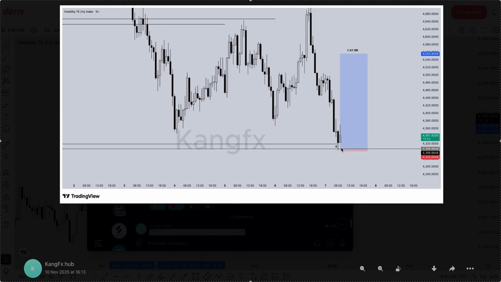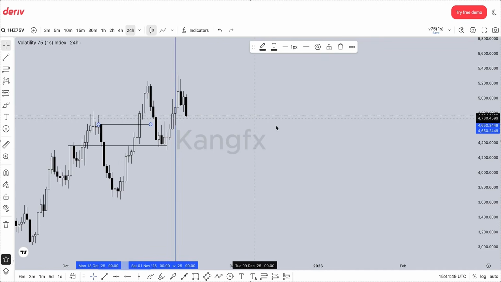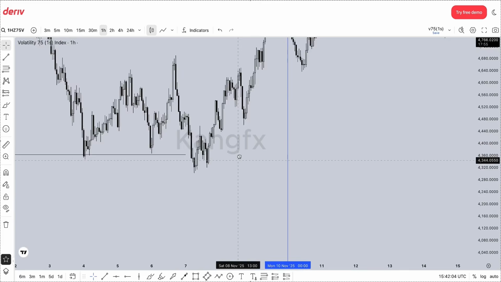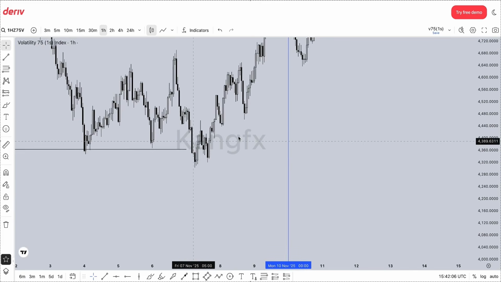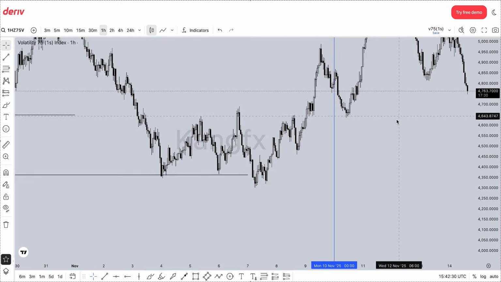I even allowed the trade to run from here to this high. To this high here, it would have been 1:80, but it was halfway. So that was why it was 1:41. And if I go to 1 hour, the trade started around here. You see the trade started here and went up to that point.